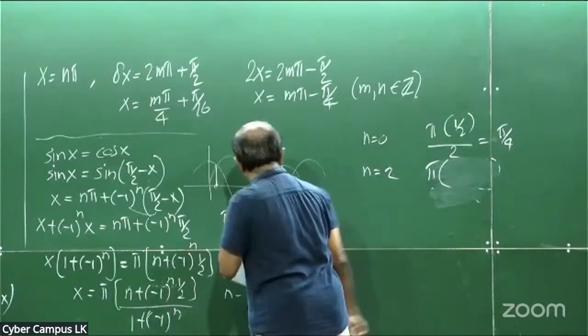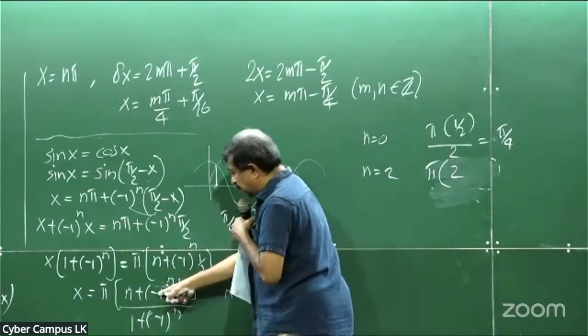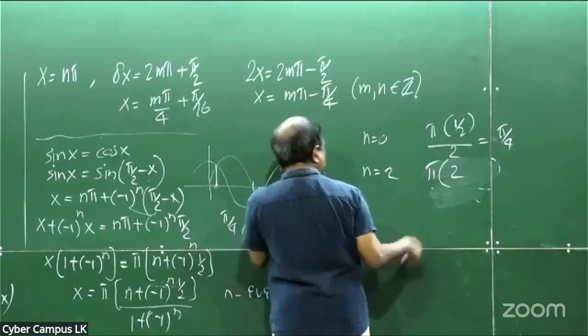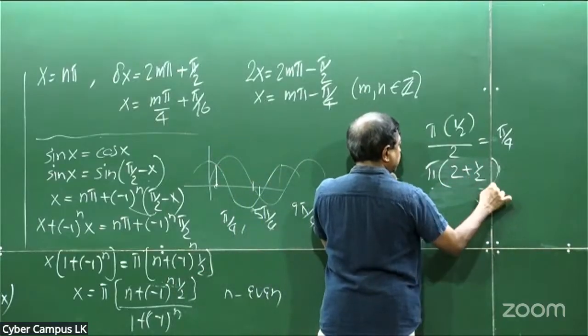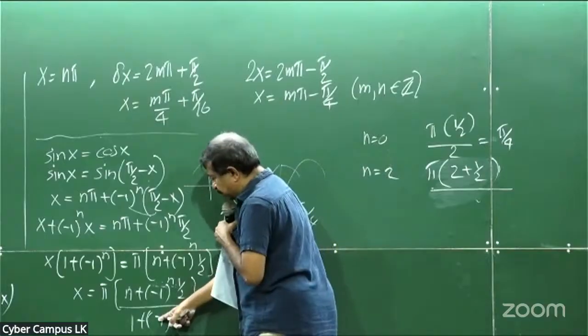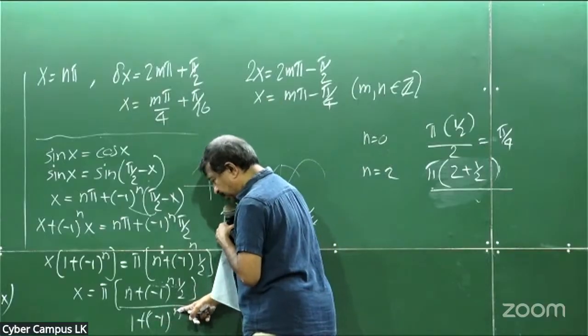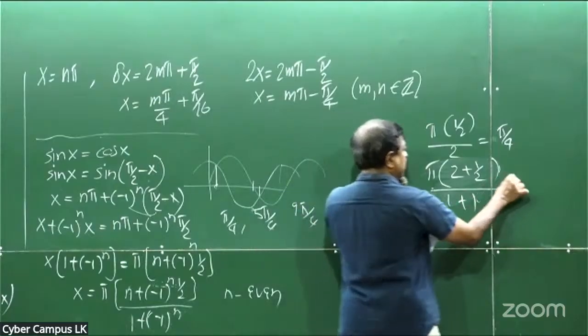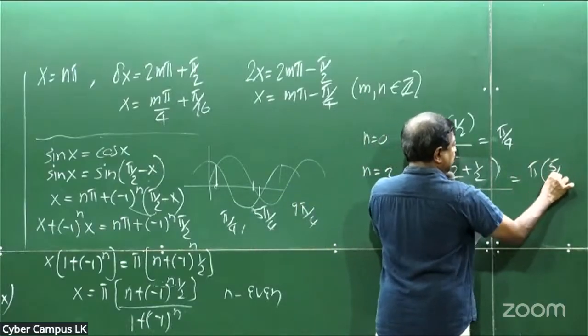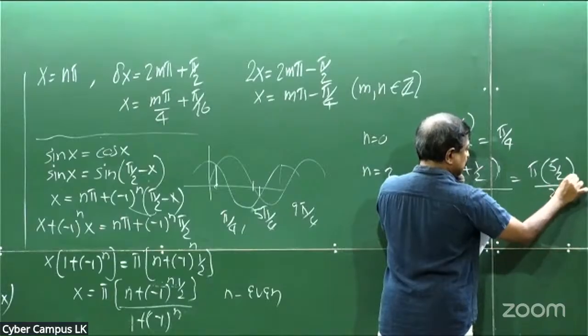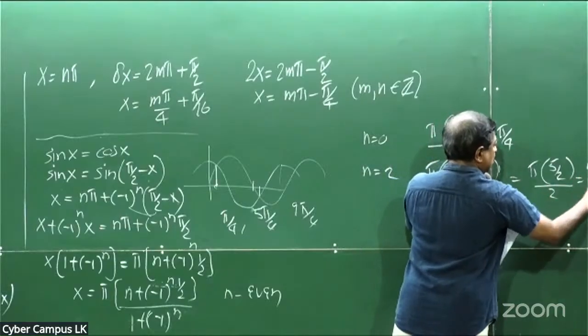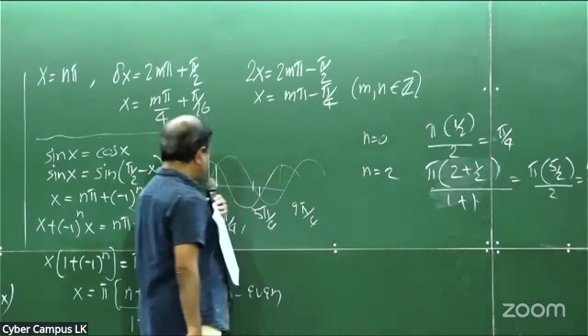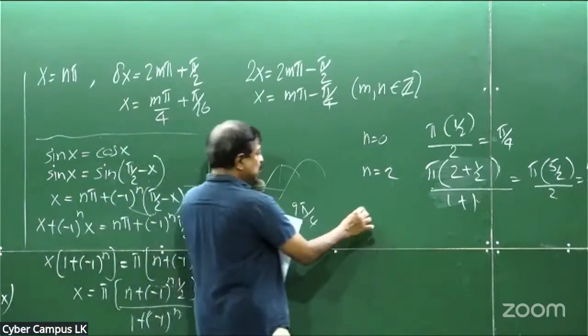Now n is 2. Minus 1 to the power 2 is 1. So it is half divided by minus 1 to the power 2, which is 1. So 1 plus 1. This is 5 over 2 divided by another 2. So you get this. I'll go for one more.